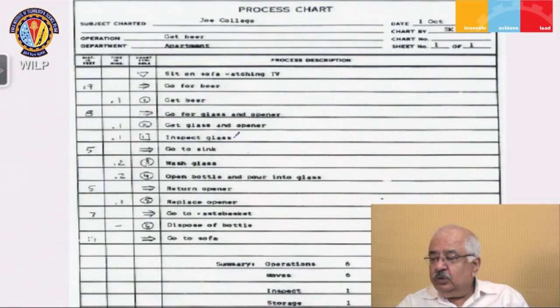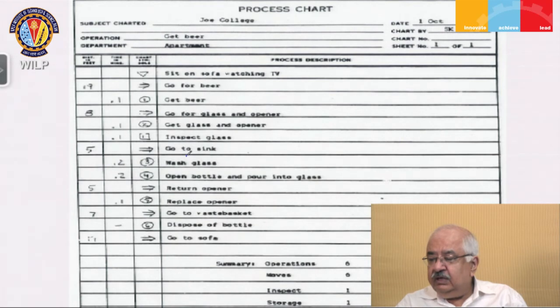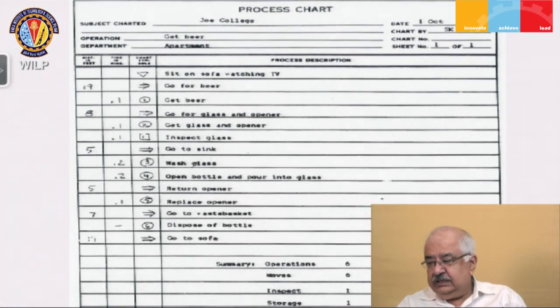Then he inspects the glass to see if the glass is clean. An inspection is a square, as we see over here, and this is the time required to do the inspection. He probably realizes that the glass is not clean, so he walks over to the sink and travels a distance of 5 feet. Then he washes the glass, which is an operation, with the time taken. Then, well, that should have been a travel back, because he goes to the sink. I guess he takes the bottle with him, I'm not sure.